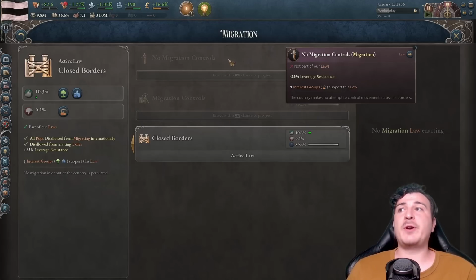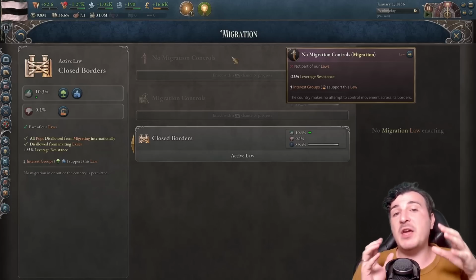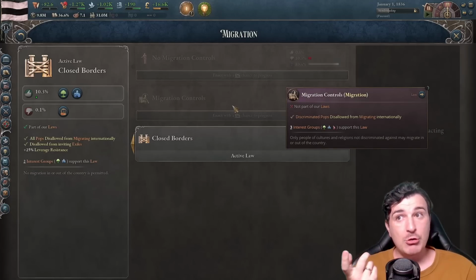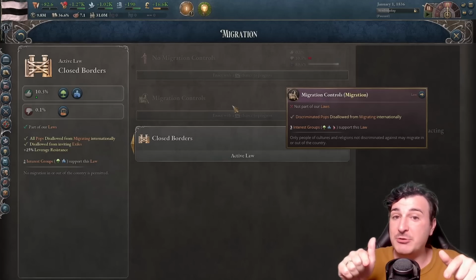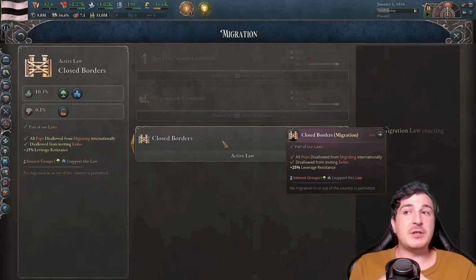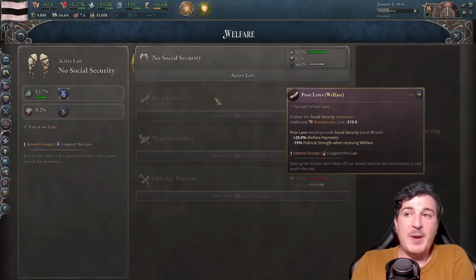Migration, self-explanatory. No migration control means that anybody can migrate to your country regardless if they are accepted or not. Migration control means that only accepted cultures can migrate. So anybody that's discriminated cannot join us. Closed, nobody can migrate.